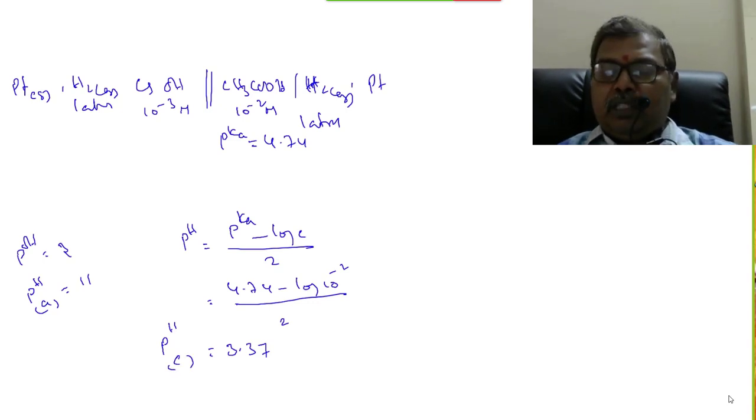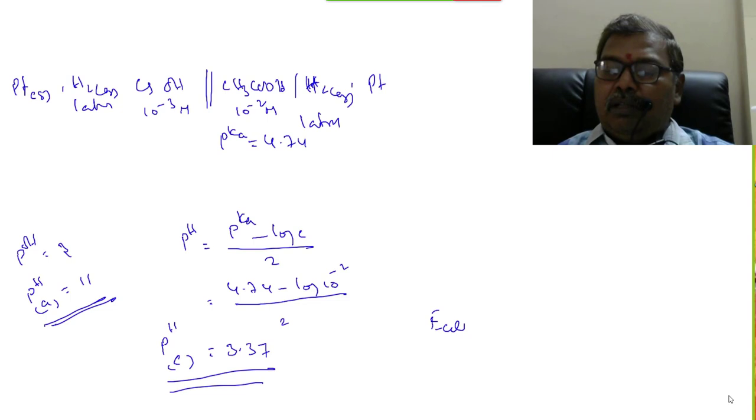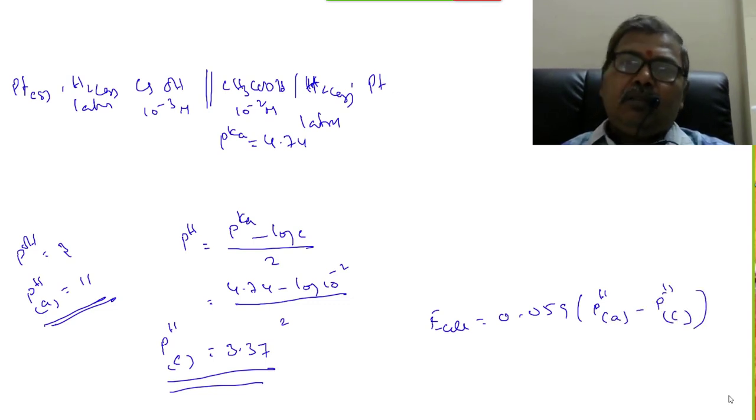So the pH of the solution in the anode we have, and the pH of the solution in the cathode half cell we found out. So therefore you can apply the formula E cell is equal to 0.059 into pH of the solution in the anode half cell minus pH of the solution in the cathode half cell. Then you will get the answer, because here in the anode half cell and cathode half cell the active mass of hydrogen is 1 only. Right?